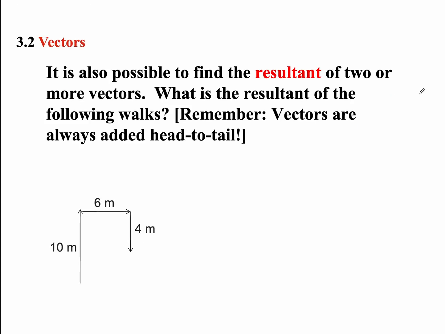It's also possible to find something that's a little bit more interesting. If you're adding 3 vectors, in this case, let's say you had 10 meters north, then 6 meters east, then 4 meters south. Where do you end up? Well, you end up along this resultant. This is the sum of those 3 vectors. And my question is, what is the length of that vector?